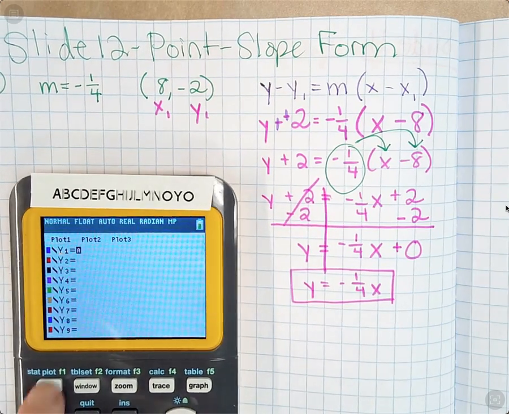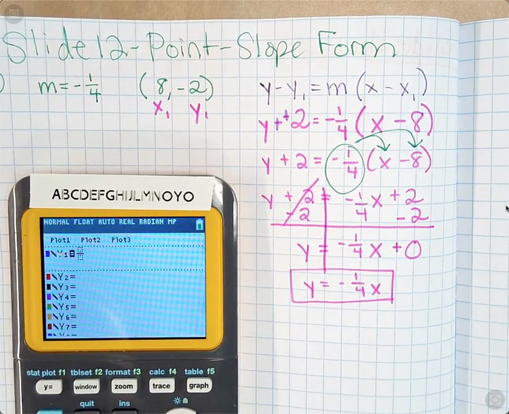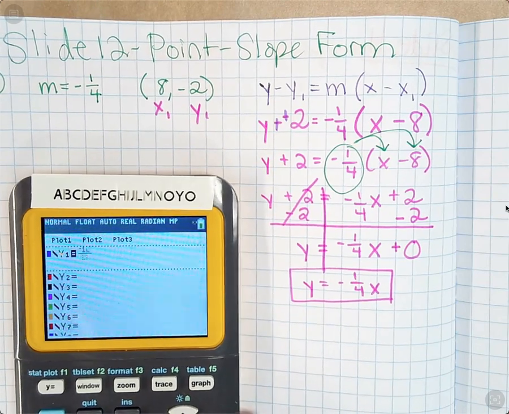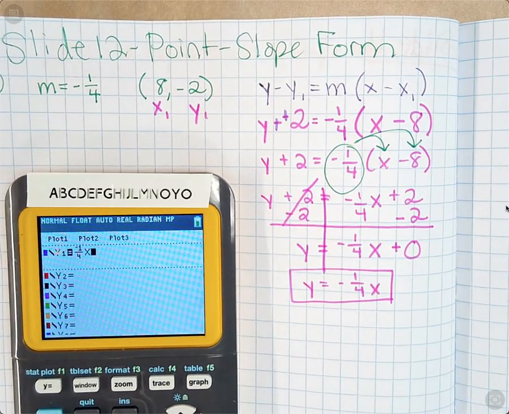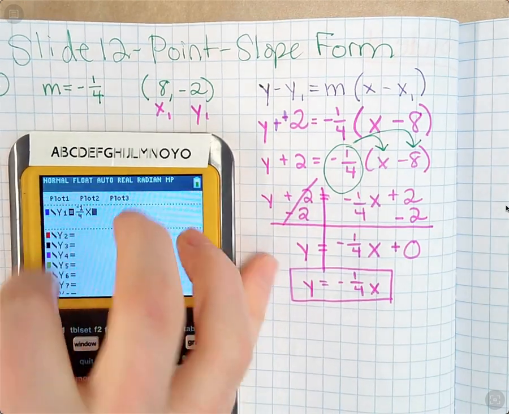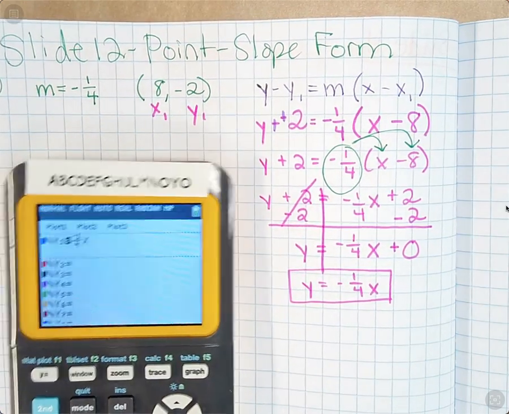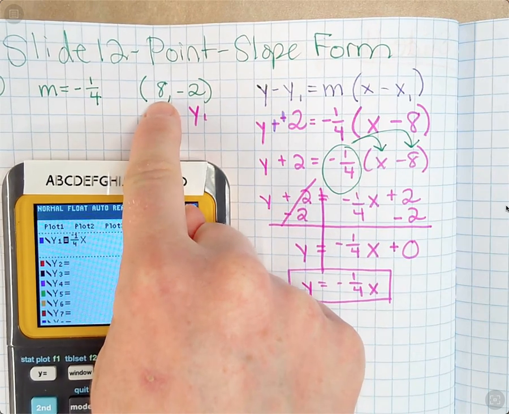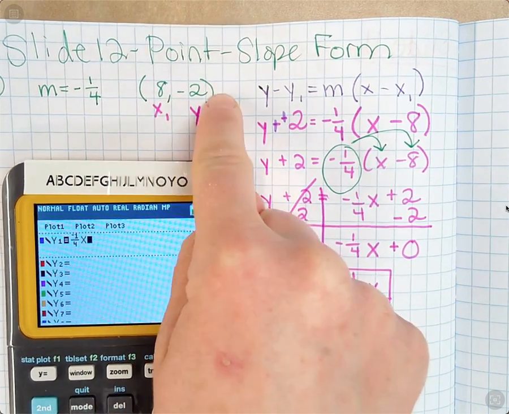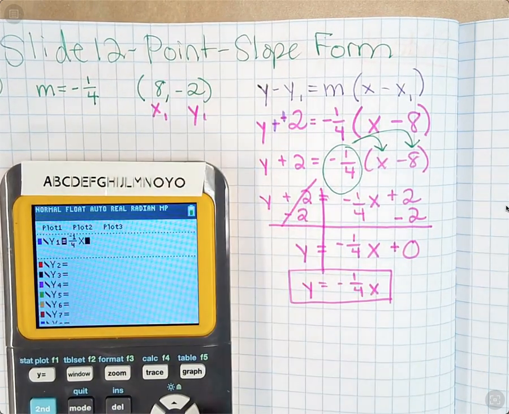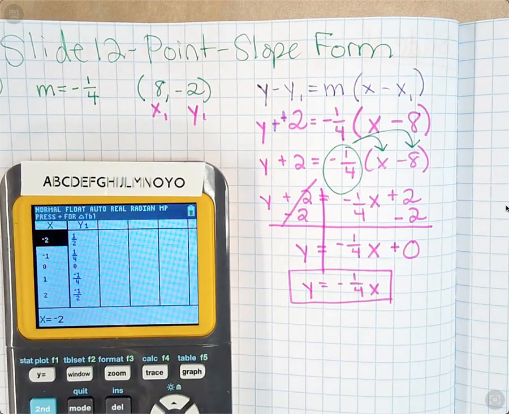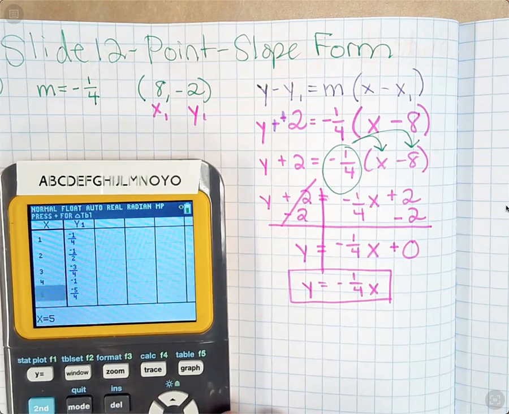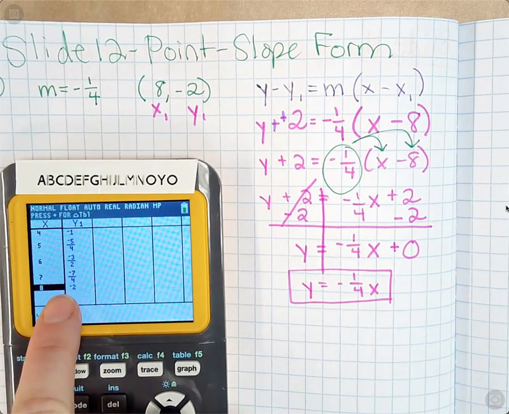Okay, so I'm going to do the fraction, which was y equals negative 1/4 x. And what I need to look at is that there is an (8, negative 2) there. So I'm going to go to the table. I'm going to look for 8, negative 2. 8, negative 2 is there.